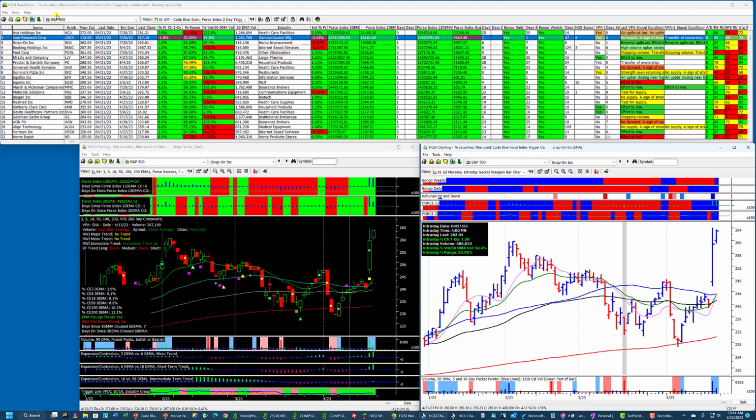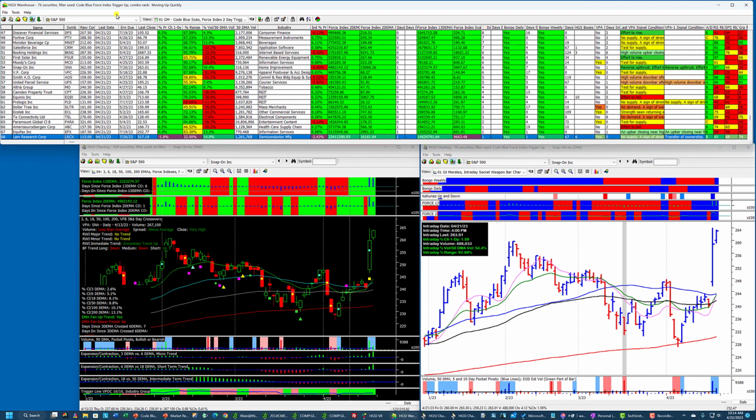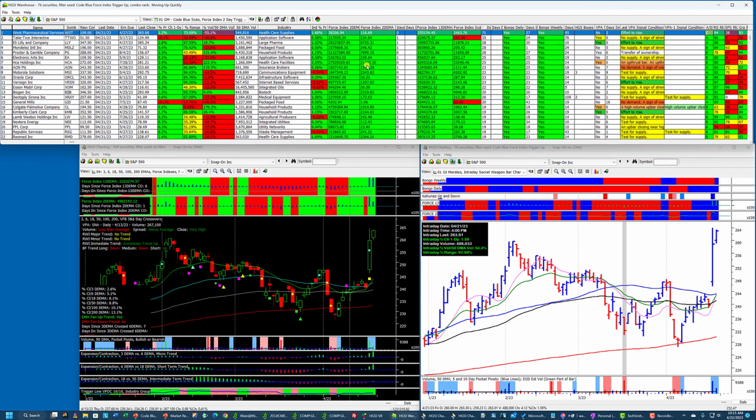Now I'm going to stay in the S&P 500. I want to show you that you can sort on the number of days since the bongos have been in effect, or these force indexes. Now this is a 2-day trigger on the 2-day, but this force 13 has been in effect for 72 days. So let's look at this today, up 1.2, 73% of its daily range.